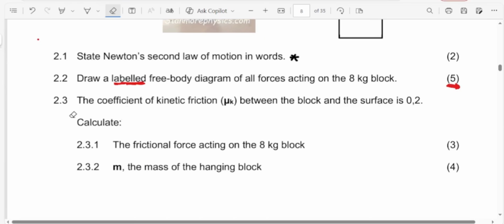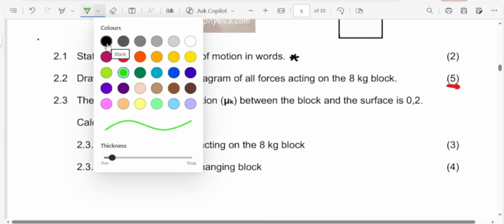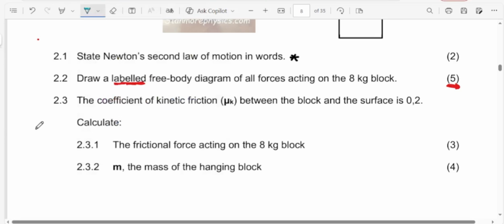Now let's go to 2.3. They say that the coefficient of kinetic friction between the block and the surface is 0.1. We are given the coefficient of kinetic friction, and it's given as 0.2. They want us to calculate the frictional force acting on the 8 kg block.